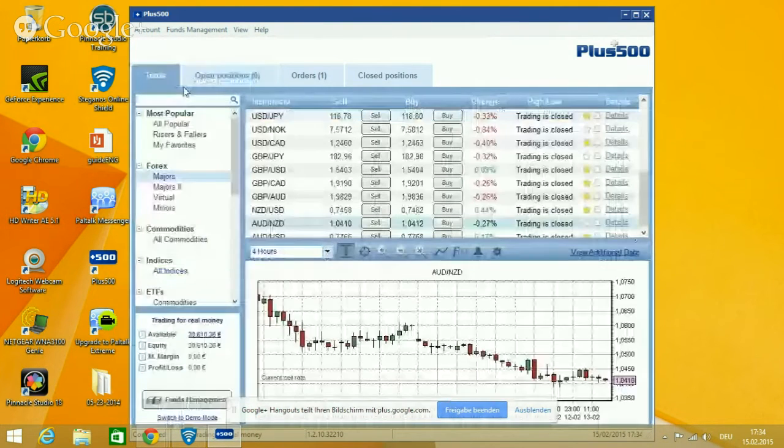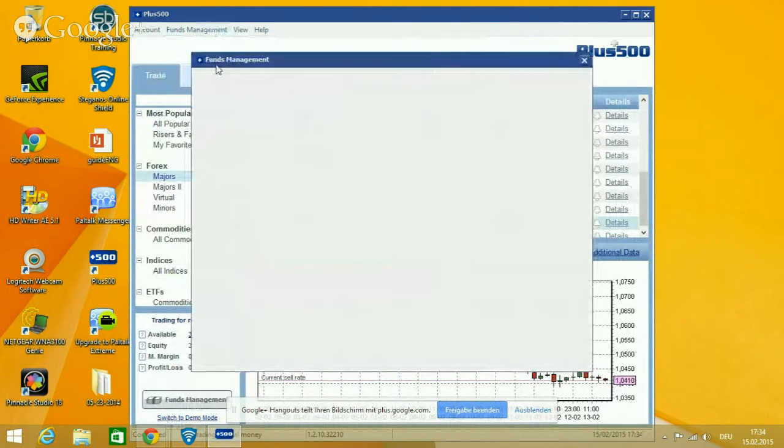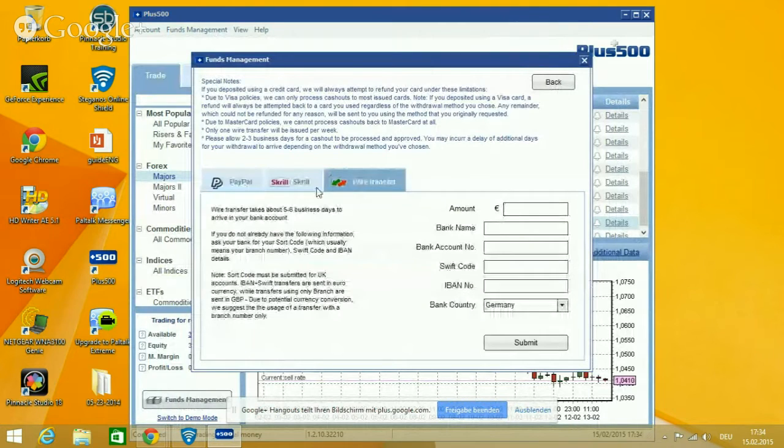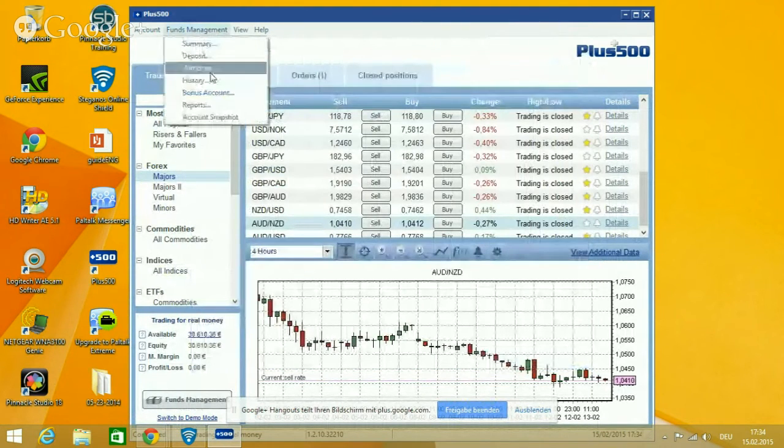So that's basically how that works. Now, as far as withdrawals go, if you want to withdraw money, you go here, withdraw. It goes directly to your PayPal, Skrill, or wire transfer. It depends all on how you deposited the money to Plus500. They'll send it back to you that way.